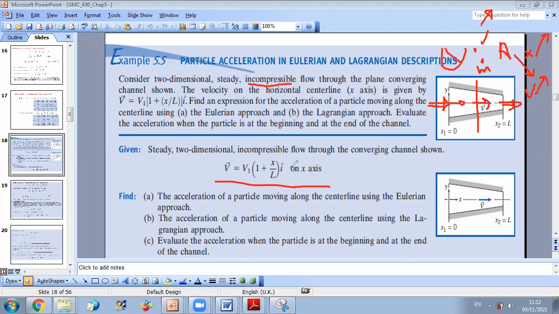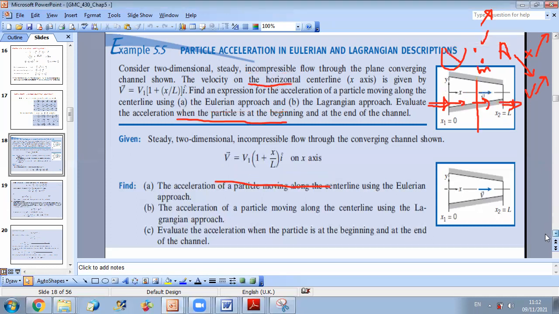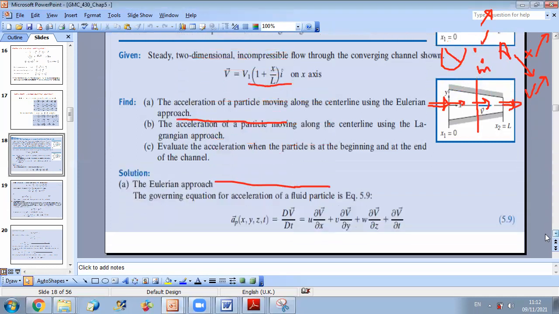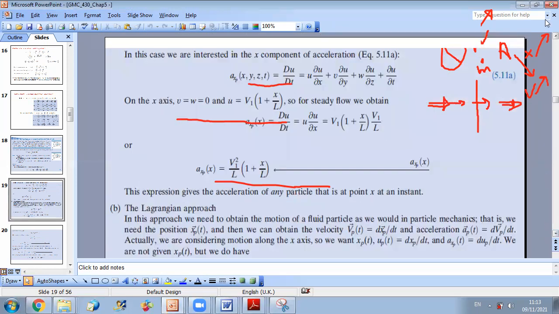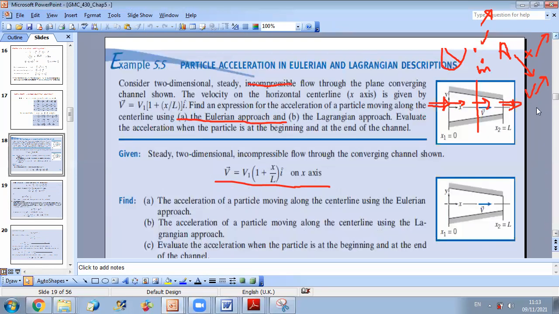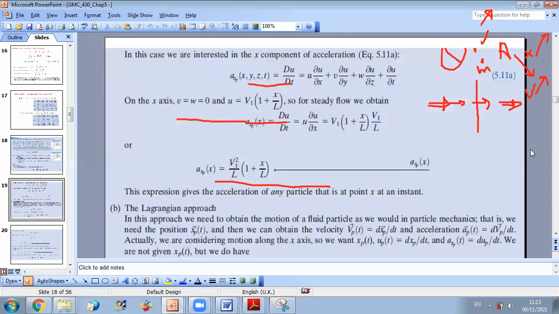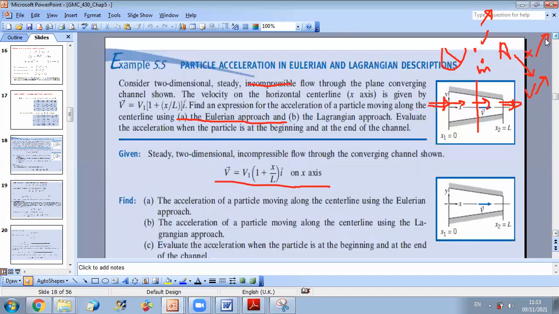Now, to get the acceleration using the Eulerian approach, all I have to do is apply the definition: in the Eulerian approach, to get the acceleration, I should account for the total derivative of velocity, and I should add local acceleration to convective acceleration. So let us go back to the definition of acceleration. Then I have the following.